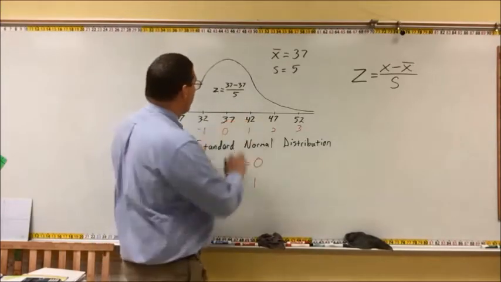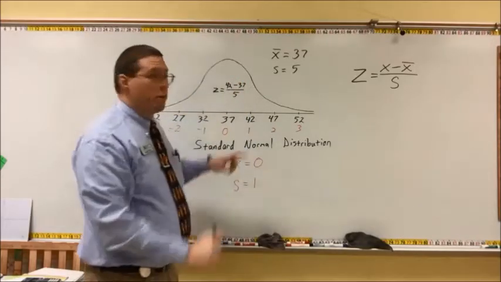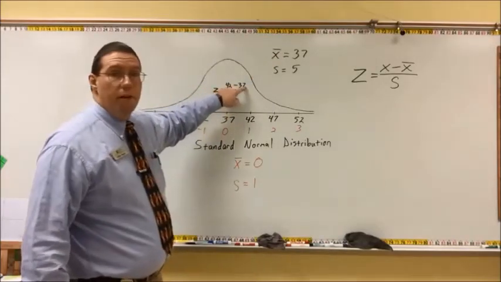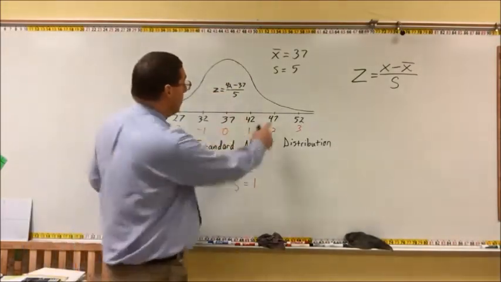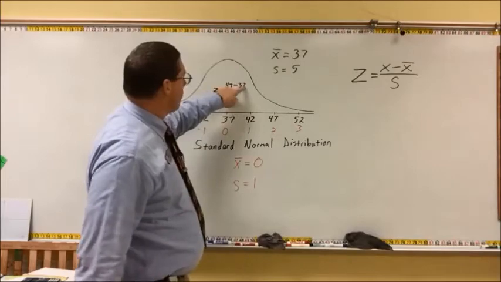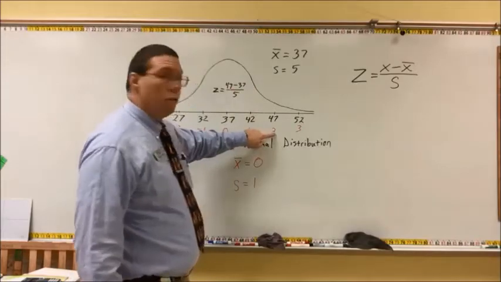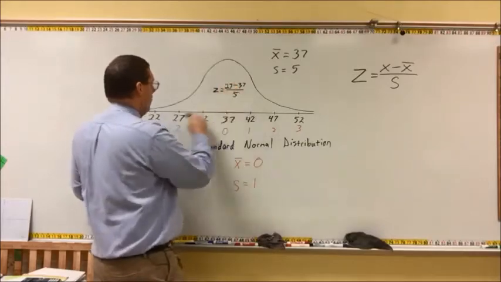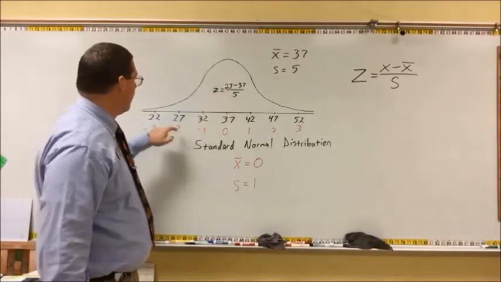Now let's look at 42. What if we did 42 minus 37, because the mean is still 37 and the standard deviation is still 5? 42 minus 37 is 5, and 5 divided by 5 is 1. And so there you go. Let's do 47 then. I think you can see where this is going. 47 minus 37 is 10. 10 divided by 5 is 2. All right, let's try 27. 27 minus 37 is negative 10. Negative 10 divided by 5 is negative 2.